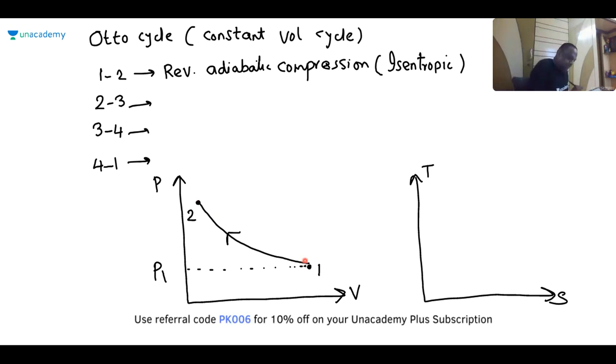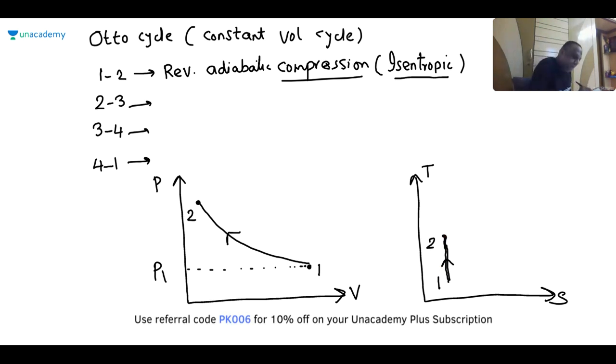So now, 1 to 2. What is 1 to 2? Isentropic. What is isentropic? Entropy remains constant. When entropy remains constant, on a TS diagram it will be vertical. Vertical can be upward or downward, but you are compressing. So, in compression what happens to temperature? It increases. Therefore, where does this line go? It will go to the top. So 1 to 2 is compression. Which compression? Reversible adiabatic or isentropic. For isentropic, the entropy is constant. As it is compression, the temperature increases. This is 1 to 2.